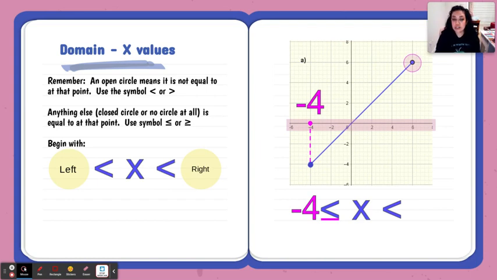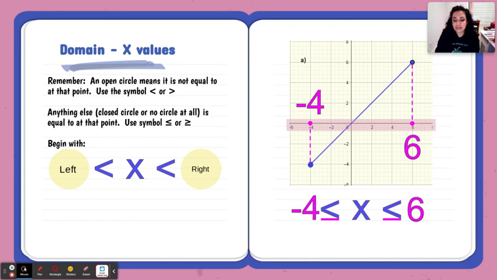Okay? So let's move to my furthest right point. If you notice, my furthest right point is over here. We're going to bring that, in this case, down to the x-axis. And at my x-axis, it lands on 6. So my furthest right point is 6. And just like before, we're going to look at my type of circle. If it's an open circle, I leave this inequality symbol right here as is. If it's anything other than an open circle, in this case, a closed circle, I go ahead and put the line underneath it, meaning or equal to.